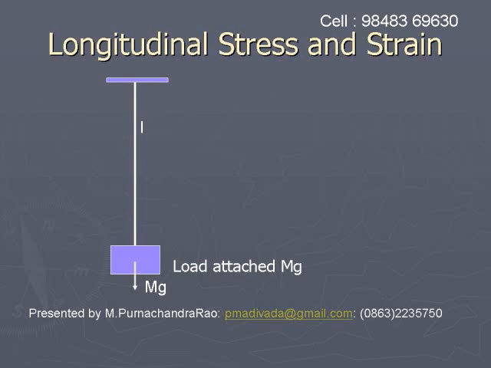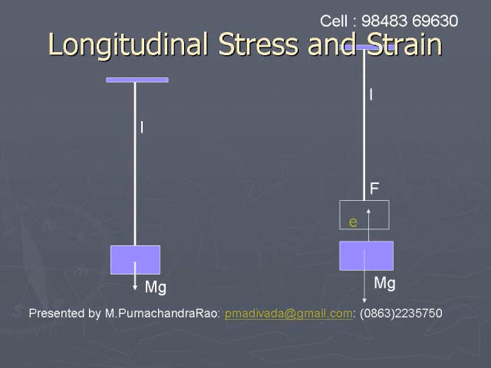Longitudinal stress and longitudinal strain. Let us imagine a wire suspended from a ceiling carries a load. The length of the wire is say L. The load attached is say mg. The weight attached is mg. After attaching this load, the length of the wire increases. Let us suppose the increase in the length is say small e.